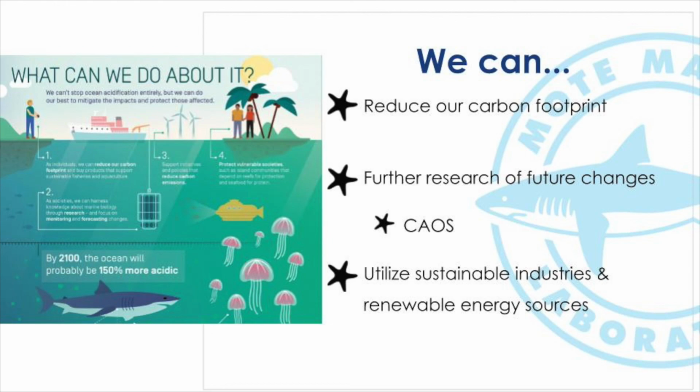We can't stop ocean acidification entirely as a whole, but humans can make some adjustments that can improve the health of our oceans. This includes reducing our carbon footprint, which we can do by decreasing the amount of fossil fuel that is burned. We can continue researching the subject, as well as utilizing and supporting sustainable industries. Renewable energy sources such as solar, wind, hydroelectric, geothermal, ocean, and biomass are all new and innovative options to keep in mind.